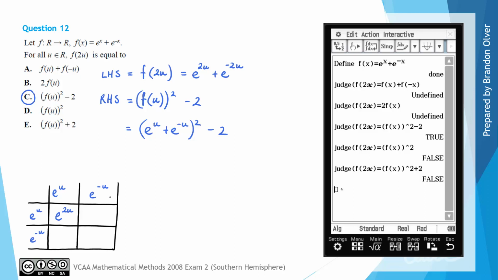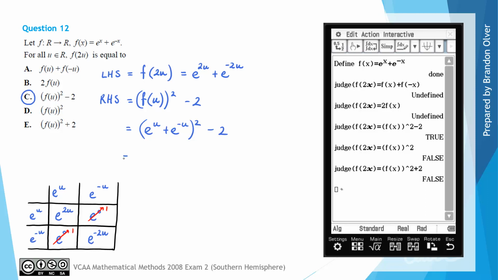Then e to the u times e to the negative u. When we have the same base, we add the powers. So we actually end up with e to the power of 0 there. The same thing will happen in this bottom left box, because e to the u times e to the negative u will again give e to the power of 0. And then this will give e to the power of negative 2u for the bottom right one when you multiply e to the negative u times e to the negative u. Now the other thing to remember here is that anything to the power of 0 is 1. So those two boxes are actually just 1.